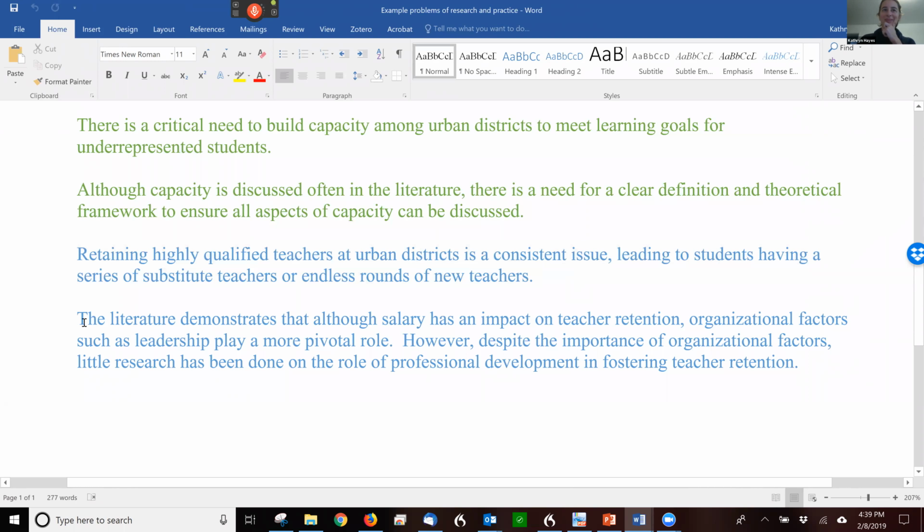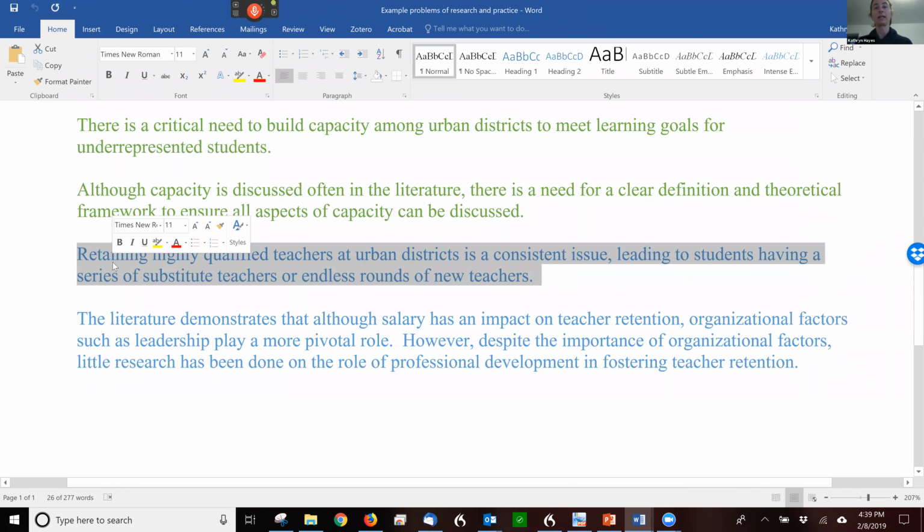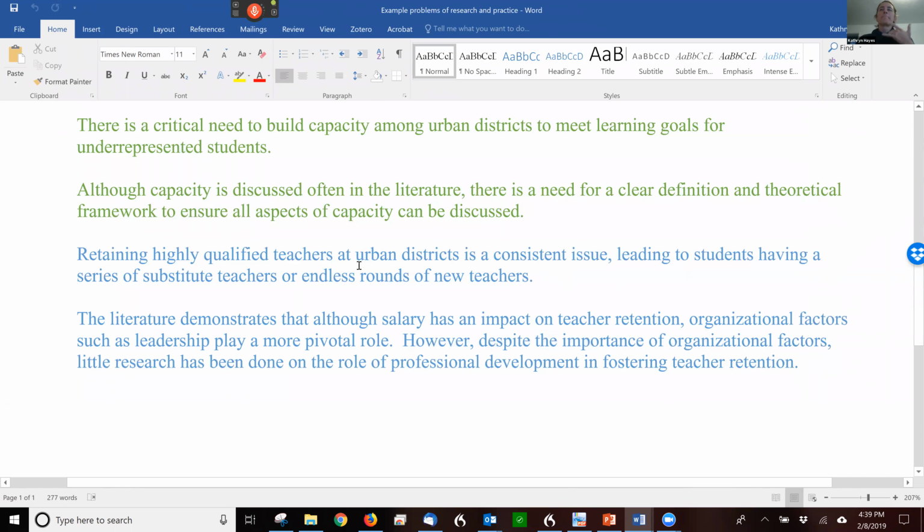So this is another paper I'm writing. The literature demonstrates that although salary has an impact on teacher retention, organizational factors such as leadership play a more pivotal role. However, despite the importance of organizational factors, little research has been done on the role of professional development in fostering teacher retention. So I'm saying, look, here is a problem of practice. We need to retain highly qualified teachers. That has been researched a lot, but there's a little piece that we don't know about, which is the role of professional development.